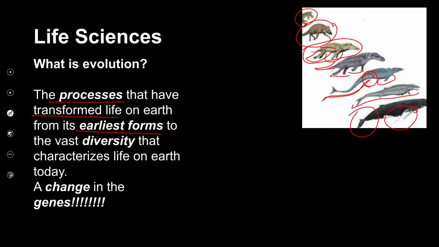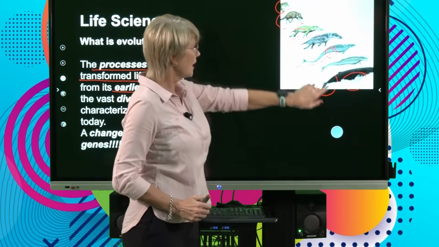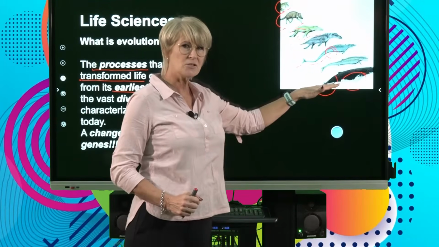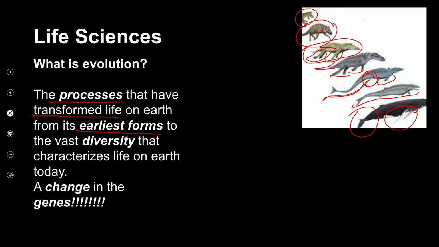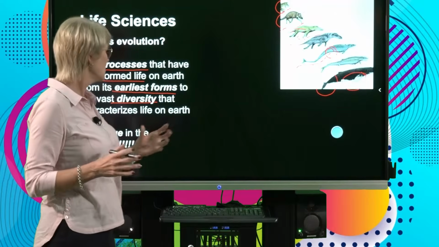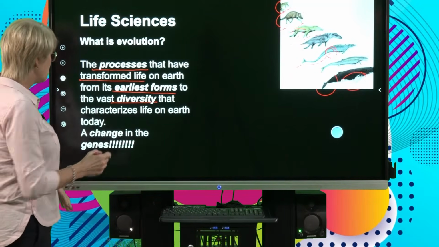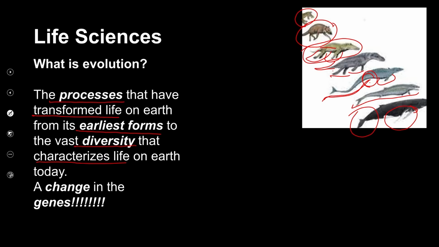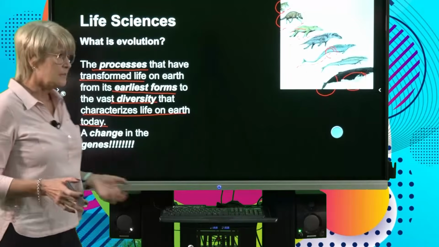So if we have a look at the earliest forms and compare them to what it is today, we see it's totally transformed, completely. What has happened is, from those earliest forms, life has now been transformed to the diversity. Diversity is when we talk about lots of different organisms or lots of differences. So there's quite a vast diversity that characterizes life on Earth today. From what it was originally to what it is now, it's a totally different organism.